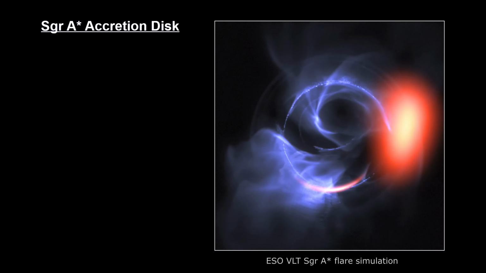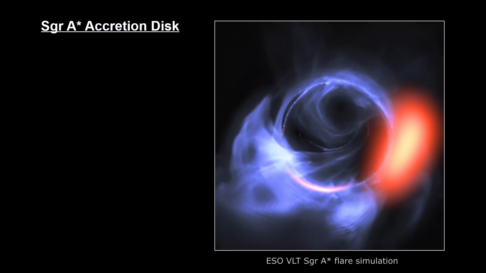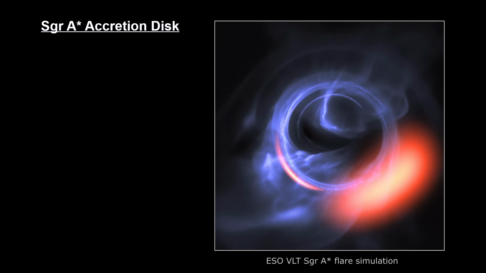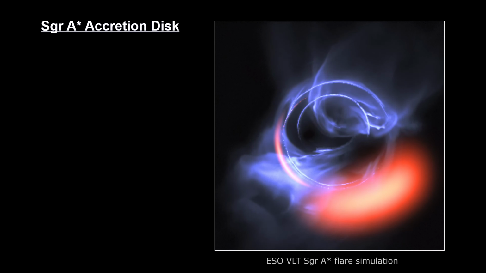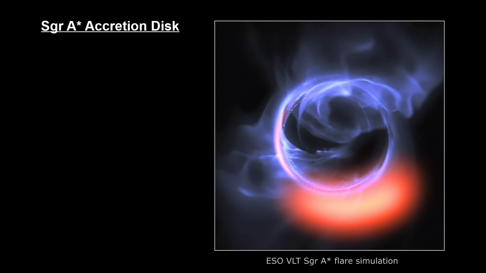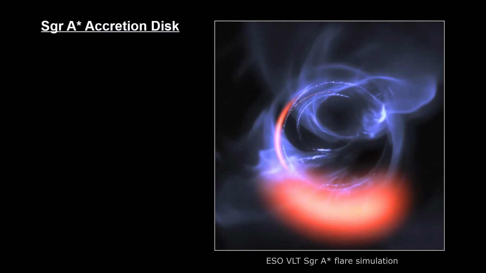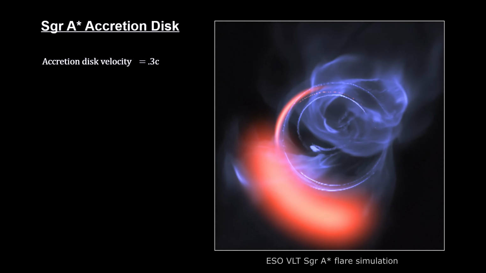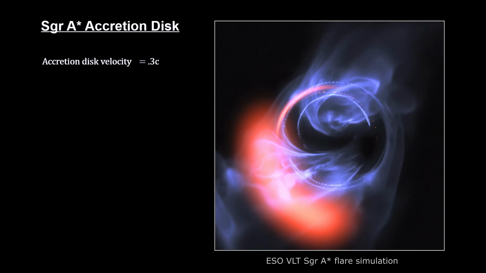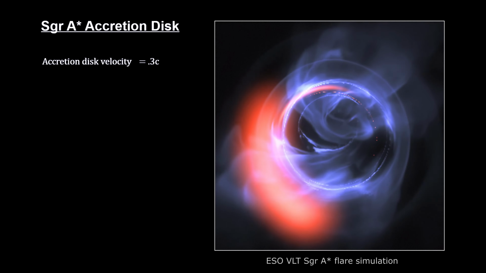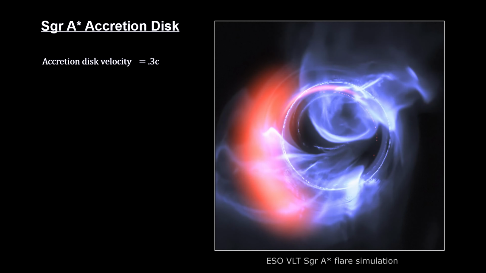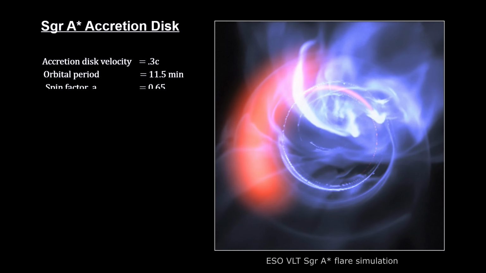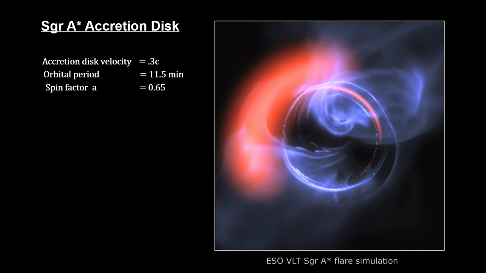In late 2018, ESO's GRAVITY instrument observed flares of infrared radiation coming from the accretion disk around Sag-A star. These flares came from clumps of gas swirling around at about 30% of the speed of light on a circular orbit just outside the event horizon. They indicate that Sag-A star is spinning with a full rotation every 11.5 minutes. This makes the 4 million solar mass Sag-A star a supermassive Kerr black hole.